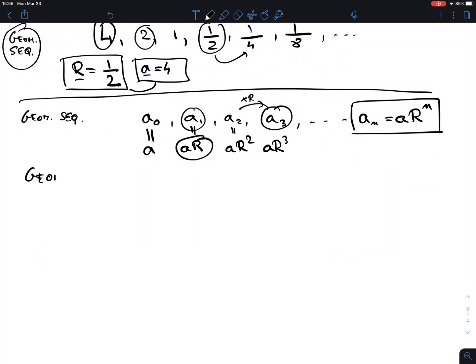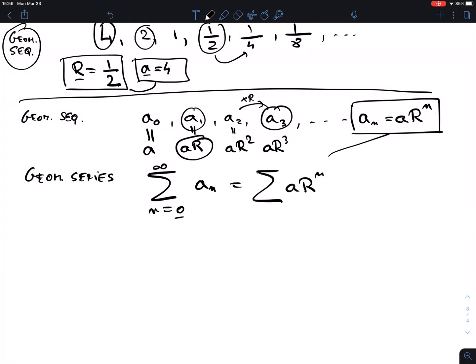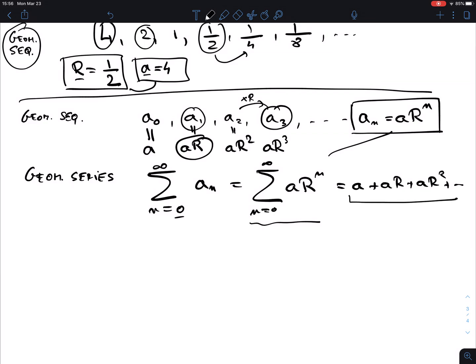The question is now, what's the geometric series? Which is the same thing, except that instead of listing them, we're going to add them all. So the question is, what is the summation n going from 0, because I started at 0, to infinity, of an, so this would be the summation of ar to the n. I'm just using the formula here. Which means, just write out what it means, it would be a plus ar plus ar squared plus... So very often, instead of using the sigma symbol, we just write down the very first few terms. I'm okay with you doing it that way in most cases.